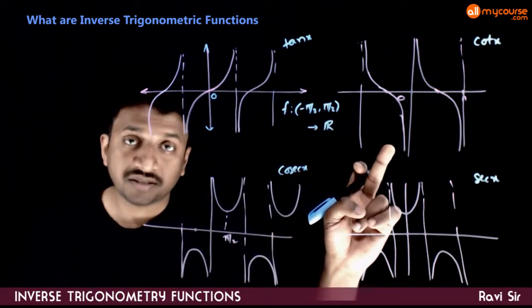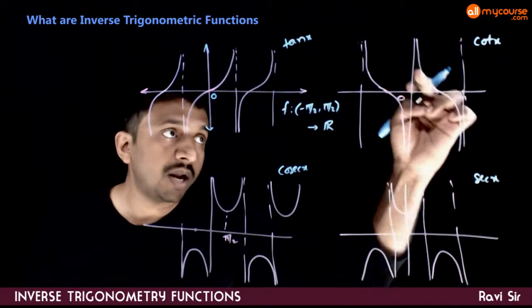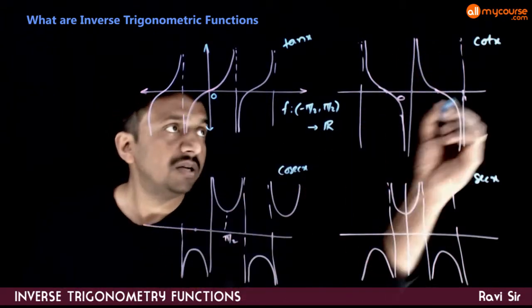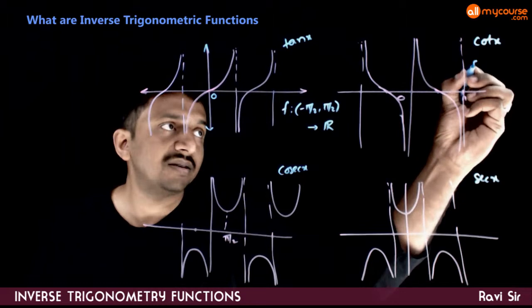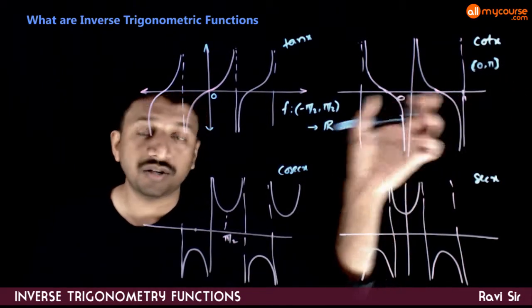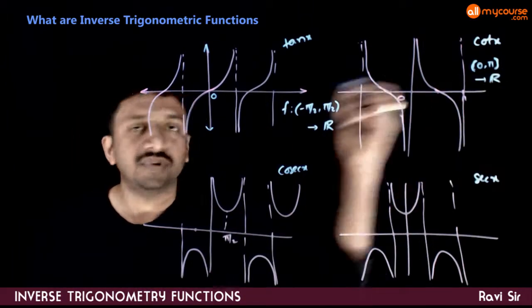Similarly, for cot x, the restriction is between 0 to π. If you take one arm of cot x, it is both 1-1 and onto. So the restriction for cot x is open 0 to π, because cot is not defined at 0 and π, and the range is all real numbers.